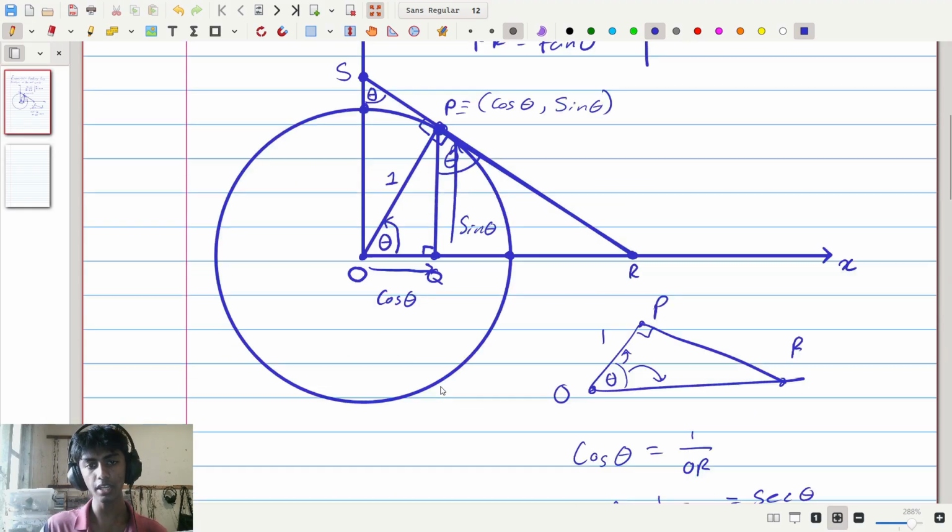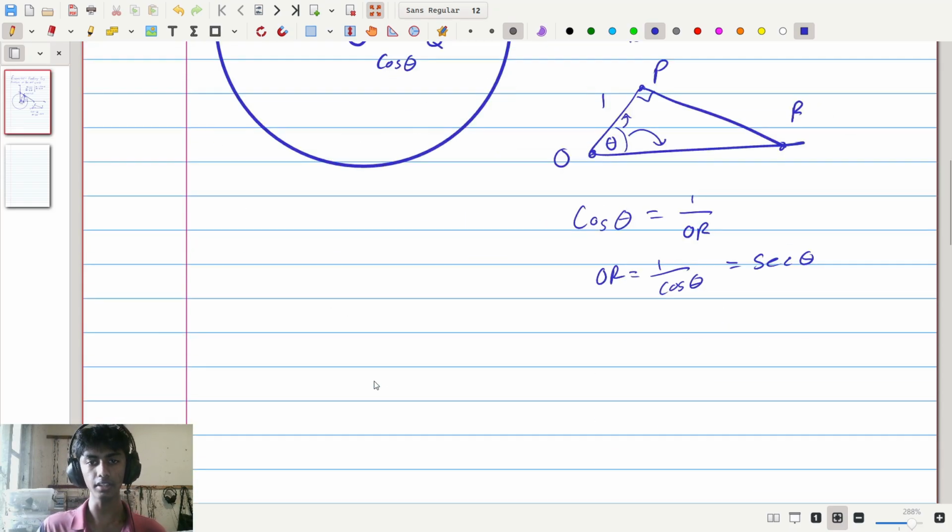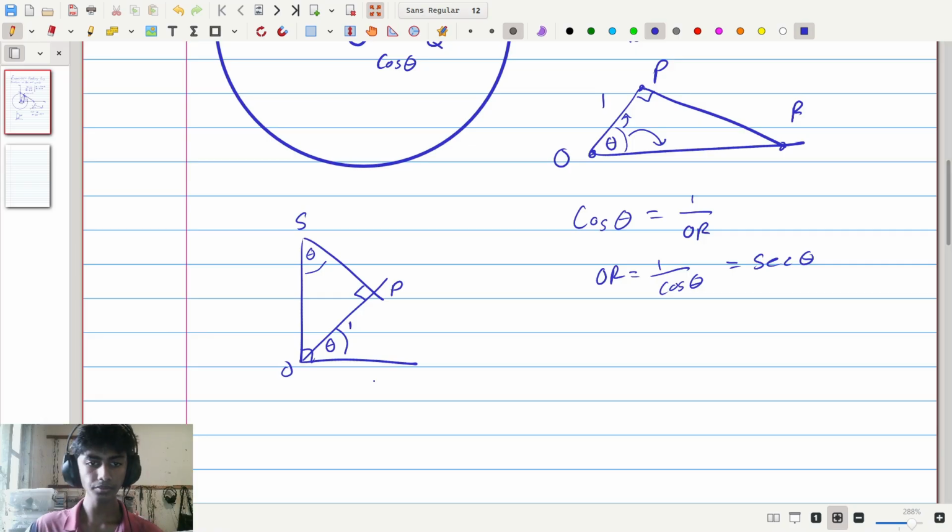We can show this again if we just construct the OPS triangle. Constructing the OPS triangle like this, and this angle here was theta, and from this being 90 degrees and this being 90 degrees, we can say that this angle is also theta. This was O, this was P, and this was the point S. This side length OP had length 1.